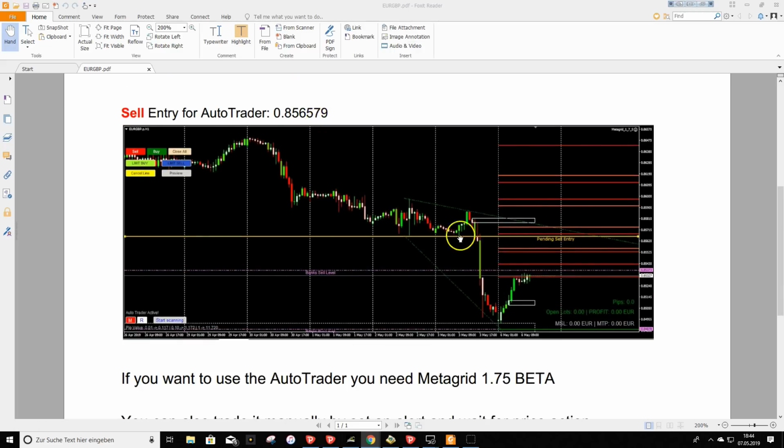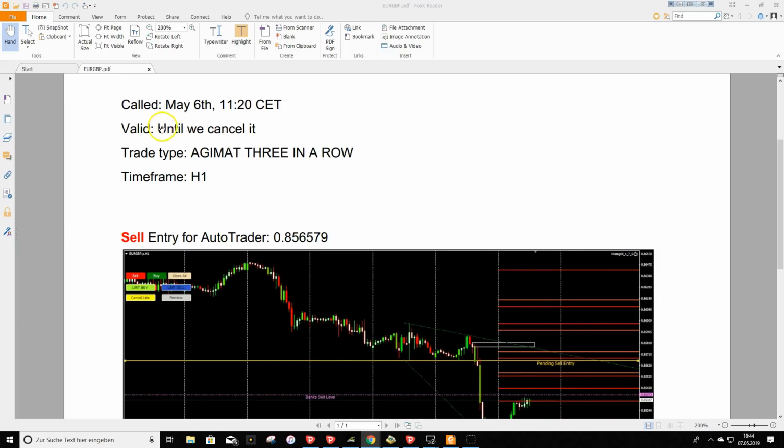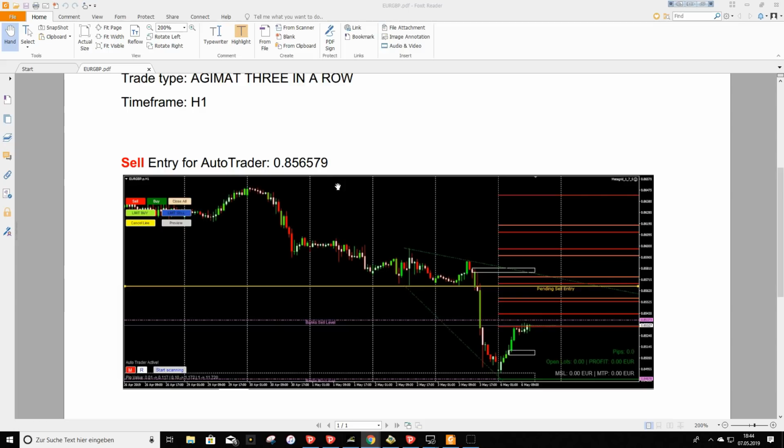So this was the setup. You can see it here. Yesterday it did not trigger, but we said it's valid until we cancel it, and I told you in the Telegram channel this setup stays valid today, so that we can use it today too. And exactly today we get price to our pending sell entry, so let's see what happened there.